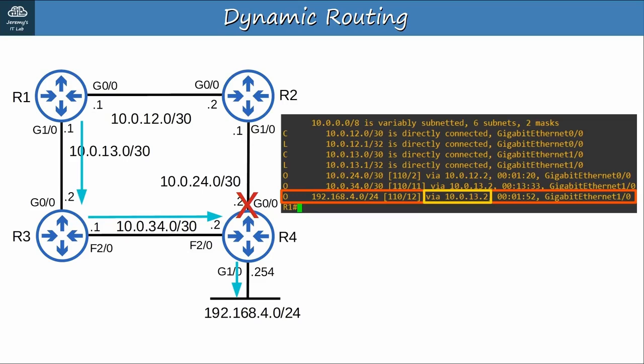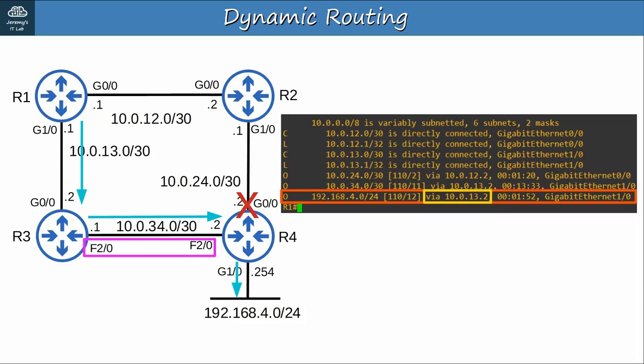Now you may be wondering why the route via R2 was preferred over the route via R3. That's because this connection here is a Fast Ethernet connection, not Gigabit Ethernet. You're already familiar with the spanning tree concept of root cost, which is used to determine the best path to the root bridge. Well, dynamic routing protocols use a similar concept to determine the best path to a destination.